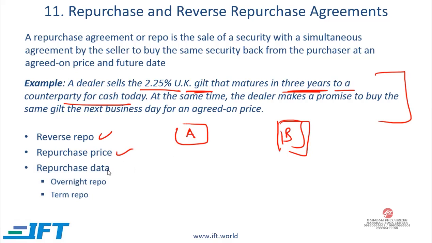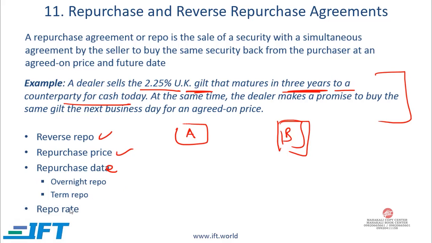Repurchase date: again, in my example, the repurchase was happening the next business day. So that would be referred to as an overnight repo, where the repurchase is happening the next day. If the repurchase is happening 2 days later, 3 days later, in fact, anything more than 1 day later, then this is referred to as a term repo.